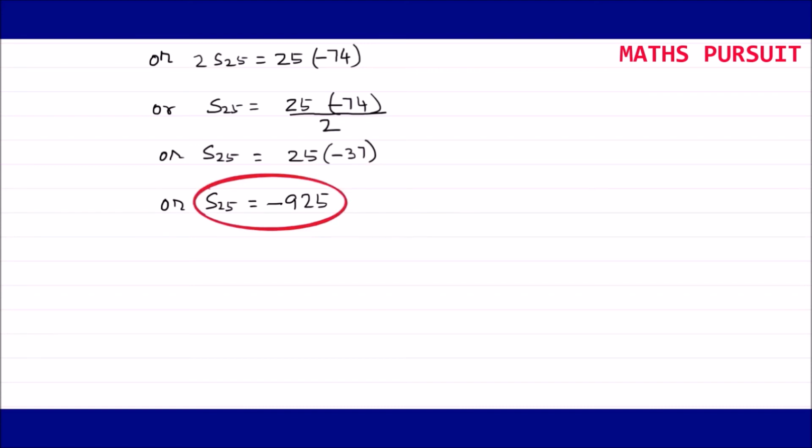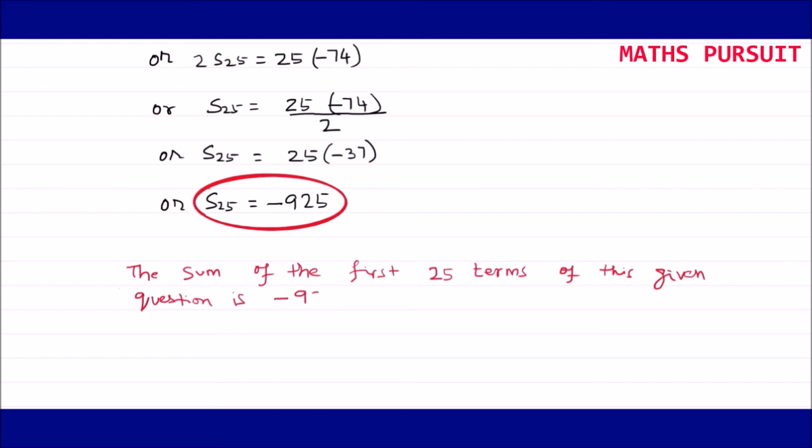This is what we got, and as per the question, we can say that the sum of the first 25 terms of this given question is -925.